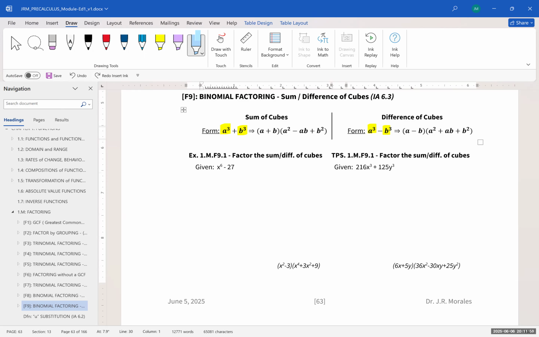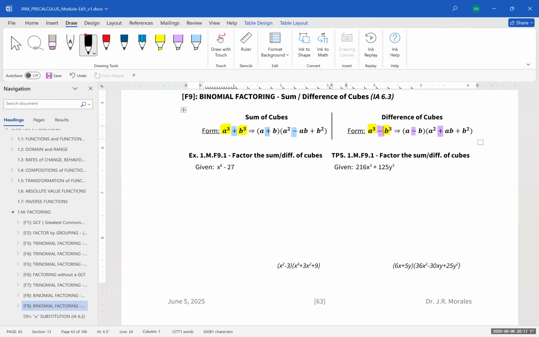Notice here if we've got a sum of cubes, then this will be a plus and this will be a minus. Or if we have a difference of cubes, then this will be a minus and that'll be a plus. So the signs will change, okay, but the process is still the same. So we'll look at an example, give you a chance to do a think, pair, share, and I'll kind of work through it as well.